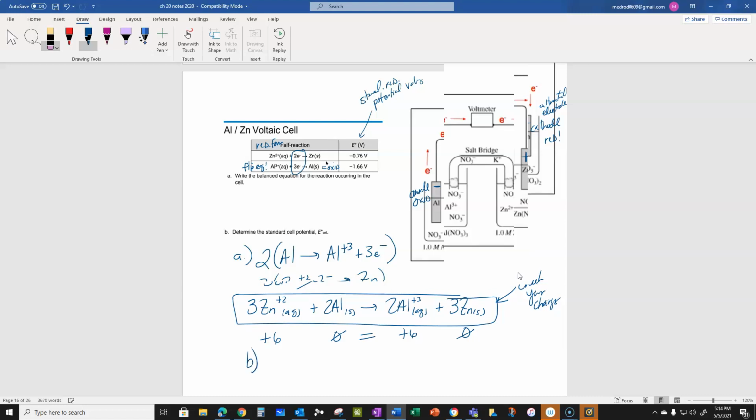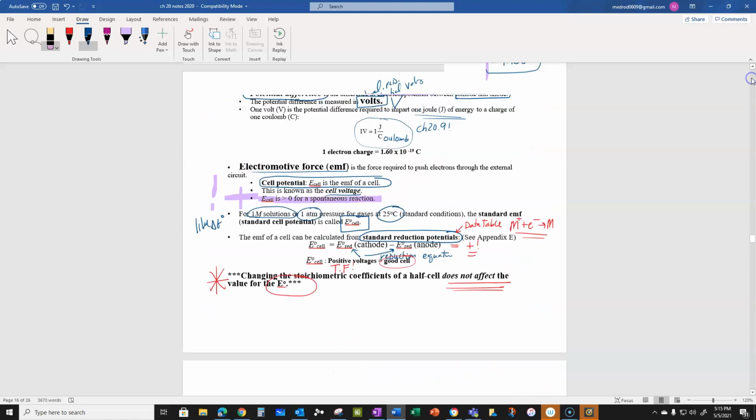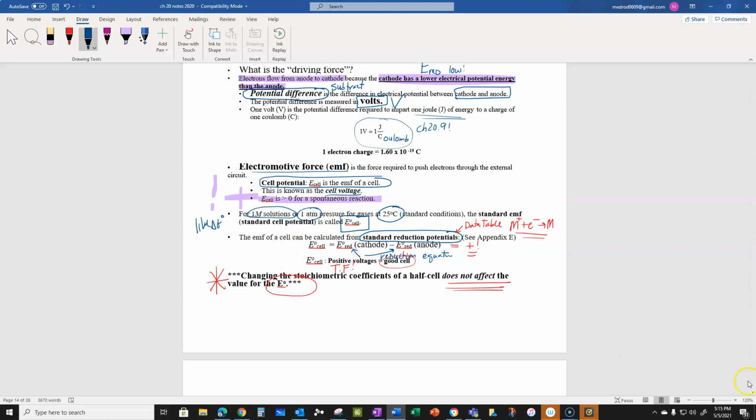Now part B, you've got to remember, when you multiply the coefficients on your equation, you do not multiply any factors to the E reduction potential values. You just leave those values alone, ladies and gentlemen. Just bring them down. That's it. Don't. It was even in my notes, and I'll show you where. Right here. Changing the coefficients does not change the value of those E reduction numbers. Leave them alone.